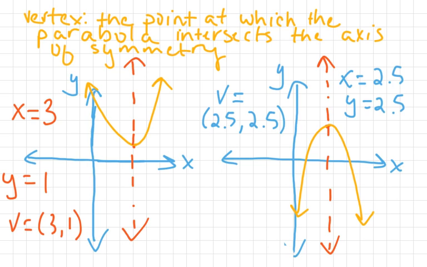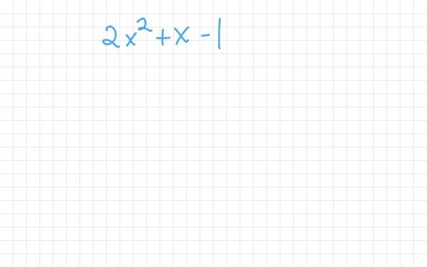But what if we don't have a graph and we want to find our vertex? Say we're just given an equation, and I'll put y equals, or you can have f of x equals. Both mean the same thing, y and f of x. Get used to seeing f of x quite a bit. So how do I know what my vertex is just by looking at this equation?